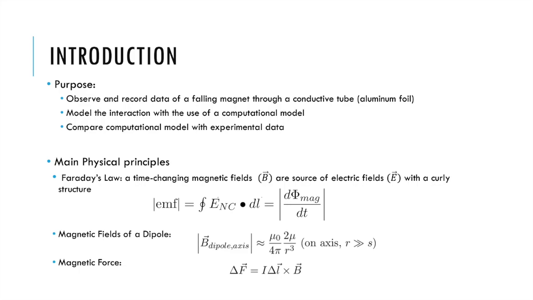The main physical principles involved are Faraday's Law, where a time-changing magnetic field B is a source of electric fields E with a curly structure, given by the equation describing the magnitude of the EMF. Then we have the magnetic field of a dipole, which is the equation of the magnetic field on axis, and then magnetic force, which is the last equation here.